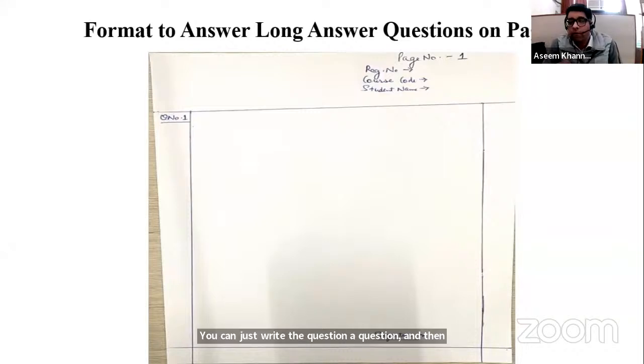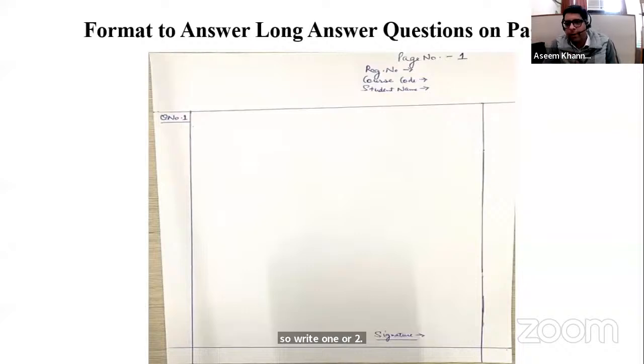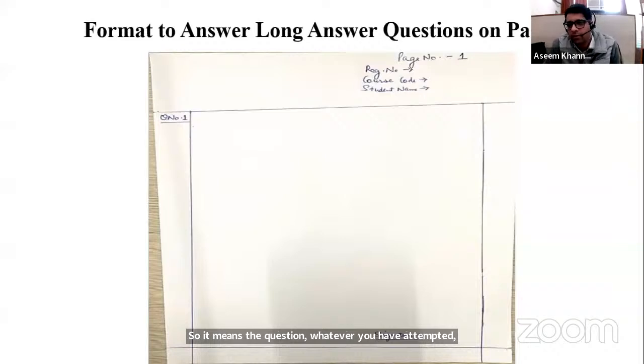Here you have to mention properly whatever the answer of the question you are going to give, and that must be according to the question number. If you are going to answer a choice question, that is one of two, where you are going to attempt two questions, write one of two. It means the question you have attempted must be labeled accurately. And at the bottom, you have to give your signatures. So just write down your signatures at that time.